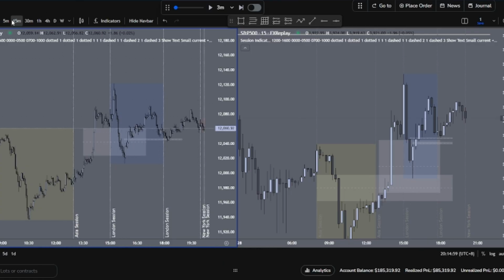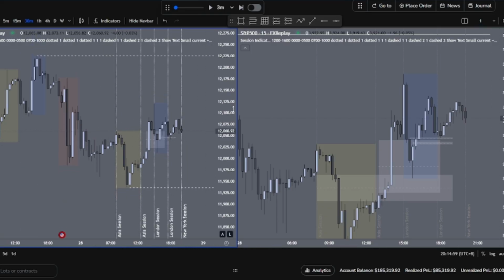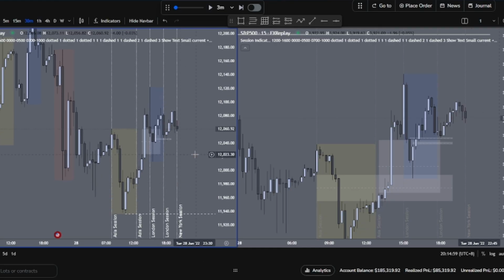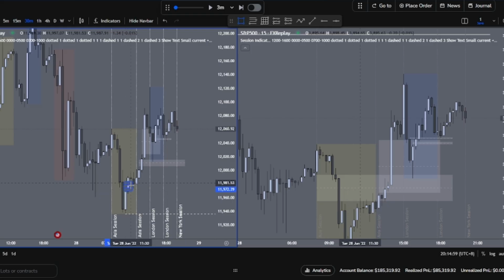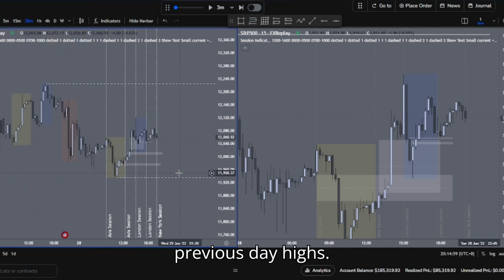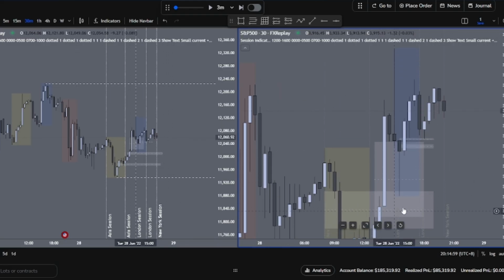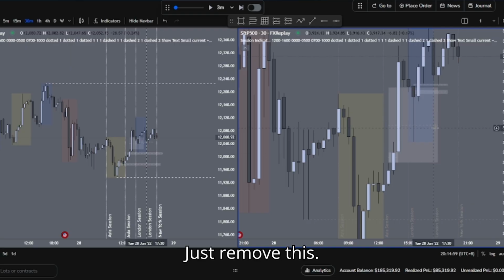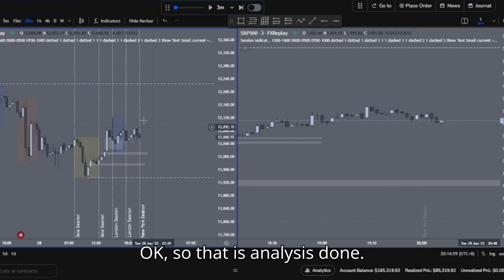Seems like we have been accumulating a bit on the higher time frame. I would like to see some form of manipulation. So if price does manipulate maybe to these gaps, then I wouldn't mind taking longs towards the previous day highs. We have this untapped one here. Just remove this. Okay, so that is analysis done.